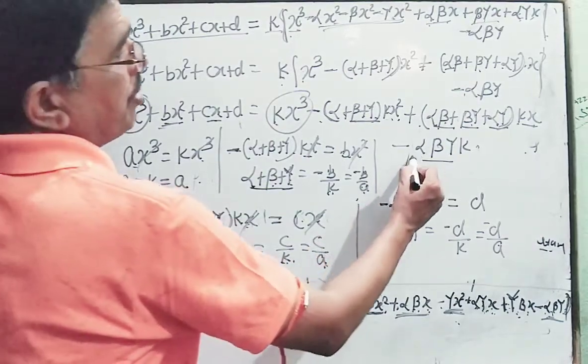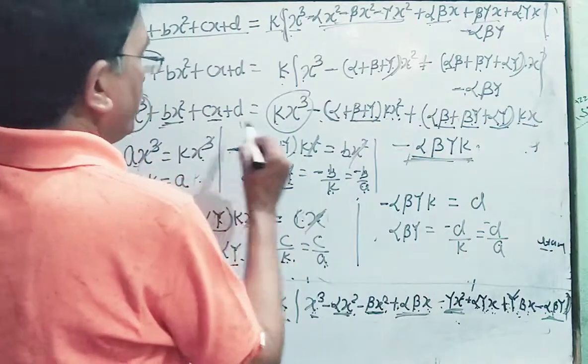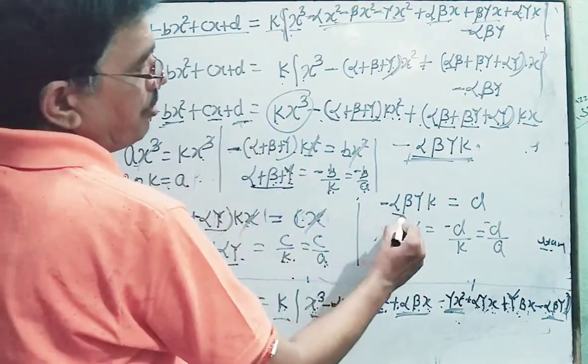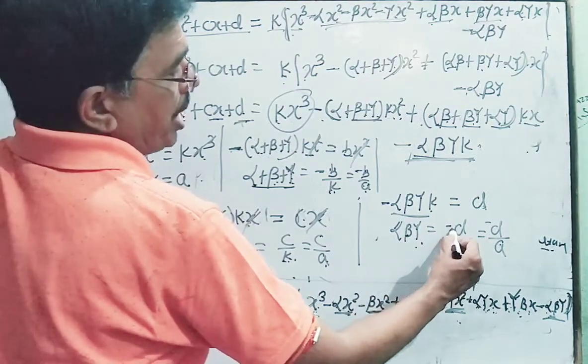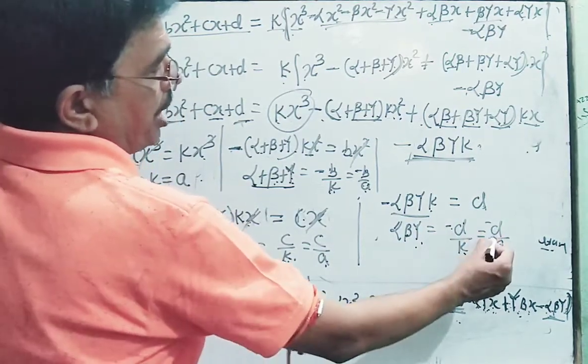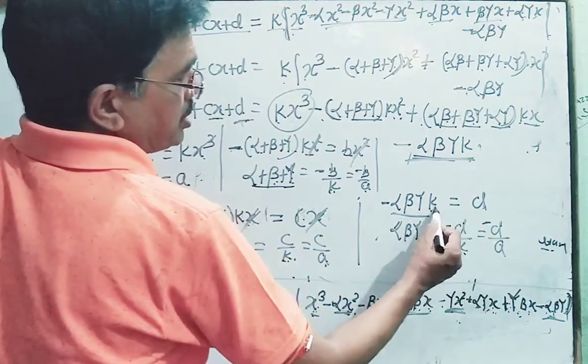And last step, minus alpha beta gamma k is equal to d. So I write alpha beta gamma k is equal to minus d. So alpha beta gamma is equal to minus d by k. And it is minus d, and in place of k is a.